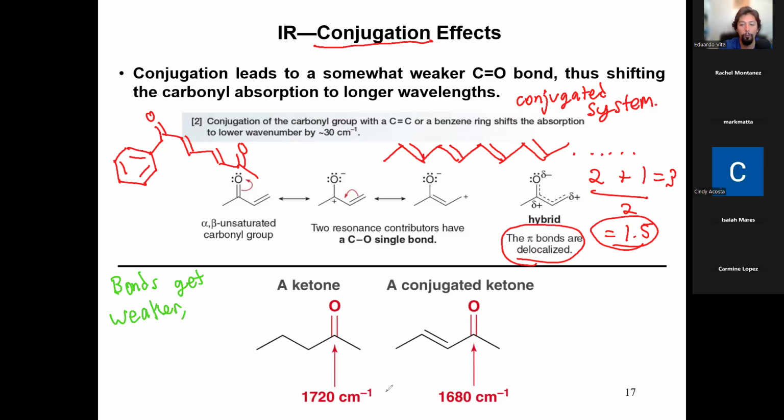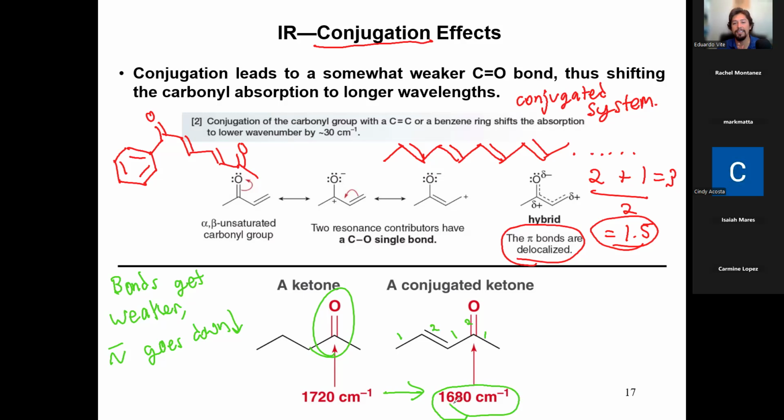And therefore, the wave number goes down. The bonds get weaker and your wave number goes down. Because now the bond is weaker, you need less energy, right? So you see here, you have a regular ketone sitting at 1720, but if you put a double bond next to that single bond, next to that double bond, see? So you have single bond, double bond, single bond, double bond, single bond, right? This is a conjugated molecule. That signal goes down to 1680.